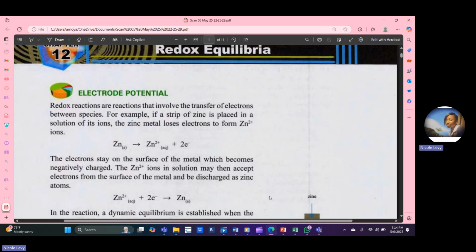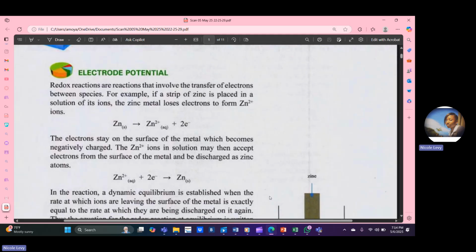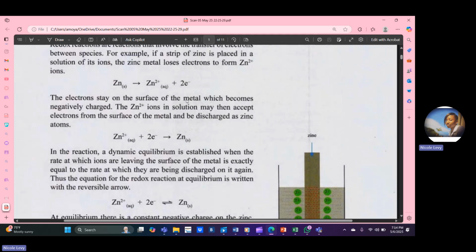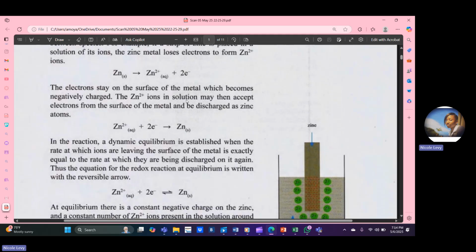Redox reactions are reactions that involve the transfer of electrons between species. For example, if a strip of zinc is placed in a solution of its ions, the zinc metal loses electrons to form zinc 2 plus ions. The electrons will stay on the surface of the metal, which becomes negatively charged. The zinc ions in the solution may then accept the electrons from the surface of the metal and be discharged as zinc atoms.